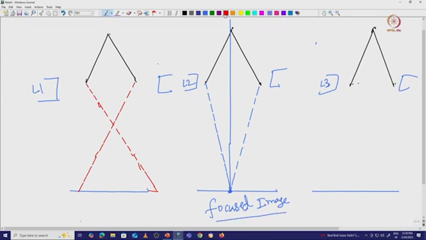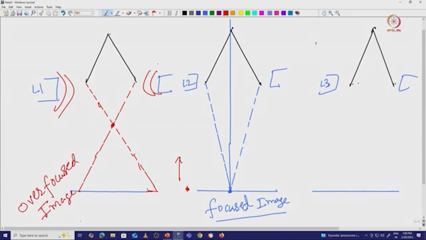For the red, I am using a stronger magnetic field, and that is the reason this red crossover point is going up. So here you can see in blue the crossover point is somewhere here, for the red the crossover point is going up, and there is a crossover point, but the image it is giving is here. This type of image is called an over focused image. So this is our over focused image.